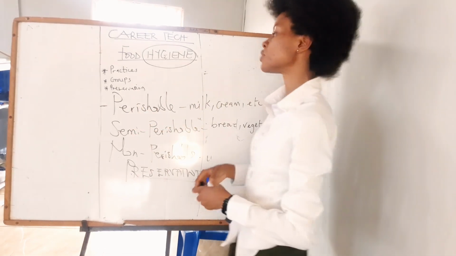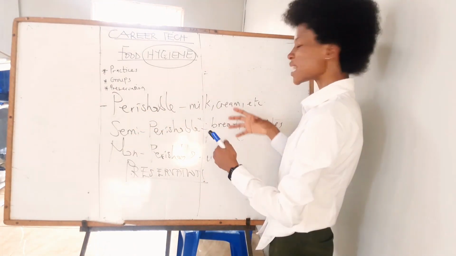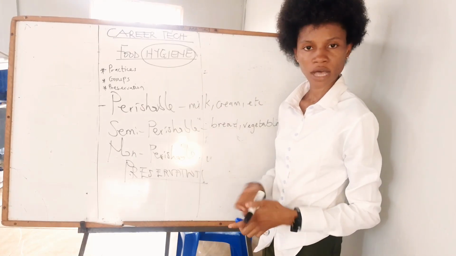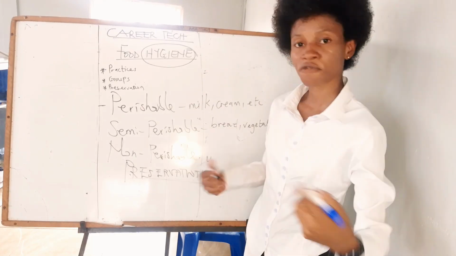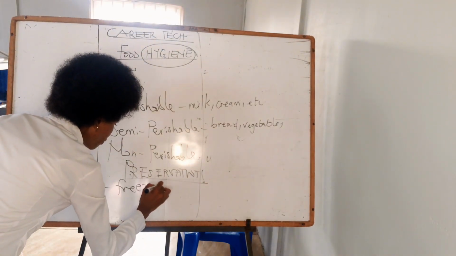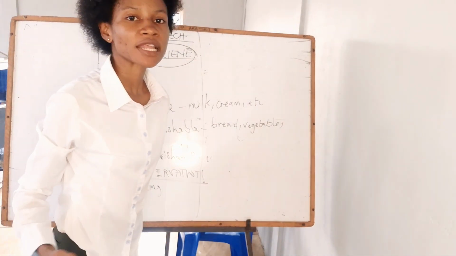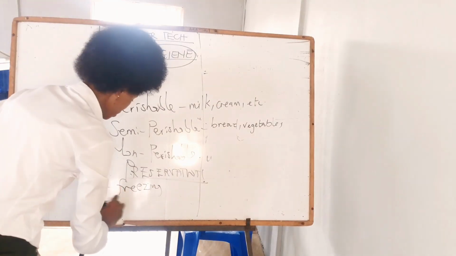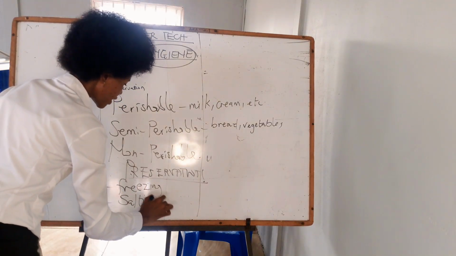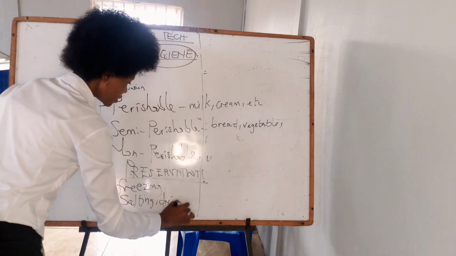So what are some of the methods of preservation of food? You look at the examples they've given you. How are you going to preserve milk? Somebody will say freezing, by freezing. So freezing is an example. How are you going to preserve, let's say, fish? Fish is by what? Salting, by drying, by freezing.